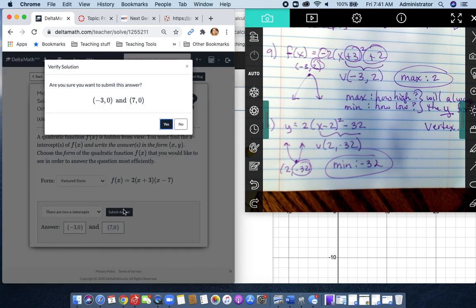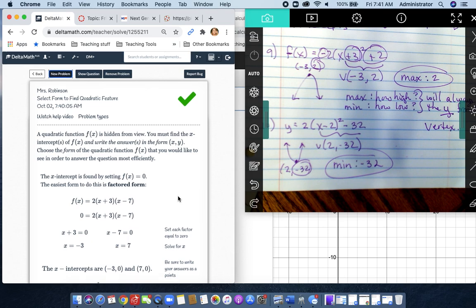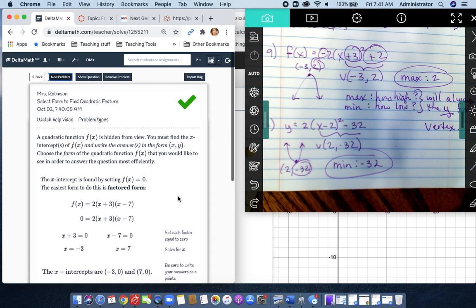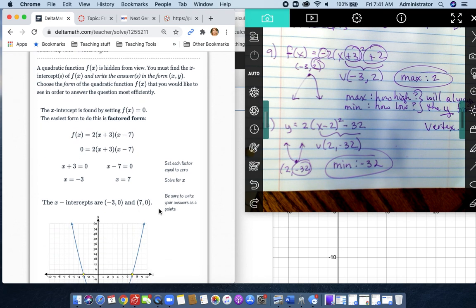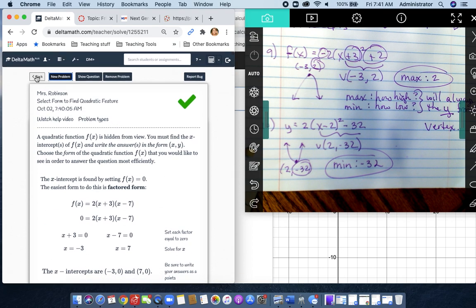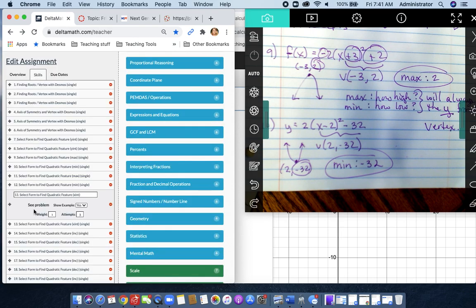I'm going to submit. And that is correct. So if they ask you for roots, only give the x value. If they ask you for x-intercepts, make sure you write it as the ordered pair, okay? So you should be able to go ahead and pause the video at this time and do number 13.